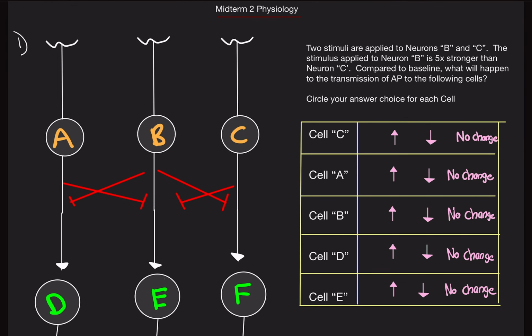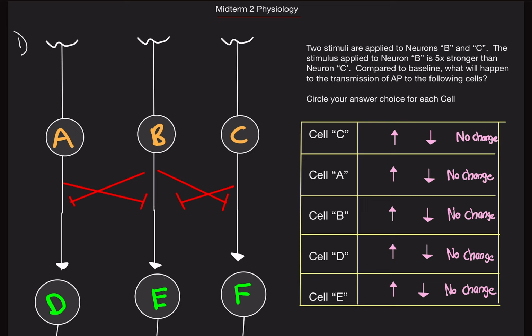So let's start. Two stimuli are applied to neurons B and C. The stimulus applied to neuron B is 5 times stronger than the one applied to neuron C. Compared to the baseline, what will happen to the transmission of action potentials of the following cells? Circle your choice. So hopefully you realize this is a lateral inhibition problem. If you didn't, well, you should. But let's look at this.